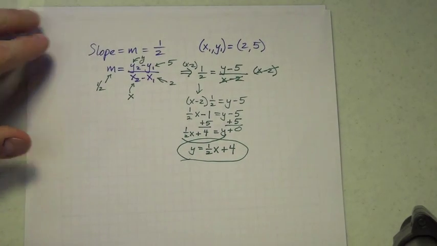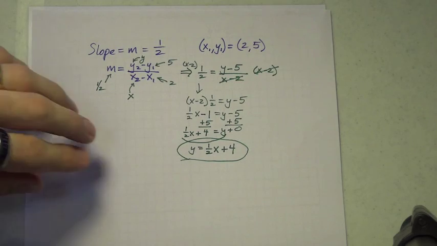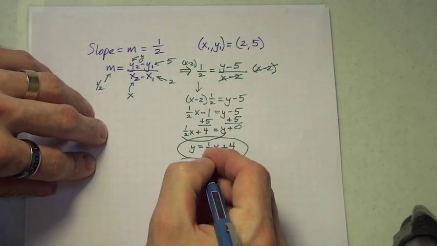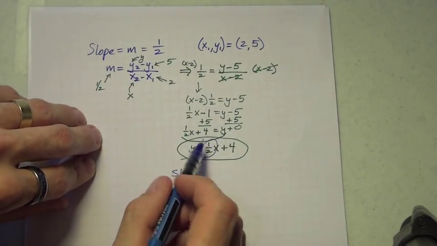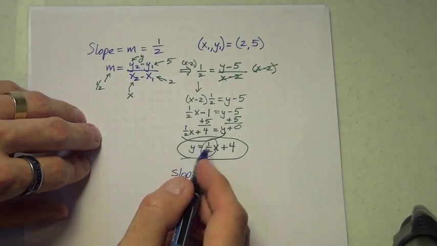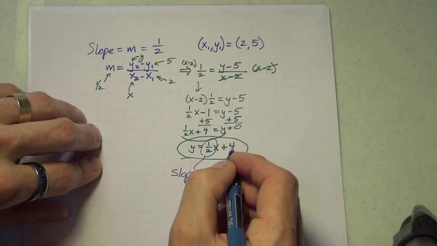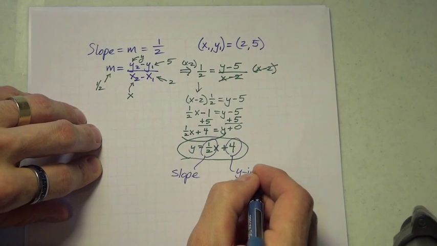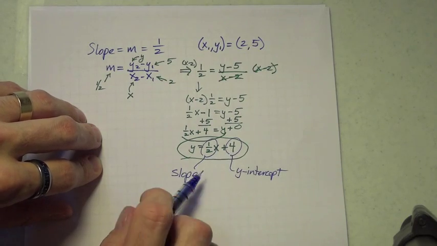We have just developed the equation of the line, and this form is called the slope-intercept form. Why is it called that? Because we have the slope, which is 1/2. Remember, we started with 1/2. This equation, even though we multiplied by different terms, we still ended up with the slope in front of the x term. This term is our y-intercept. So on the graph of our line, 4 is the y-intercept.